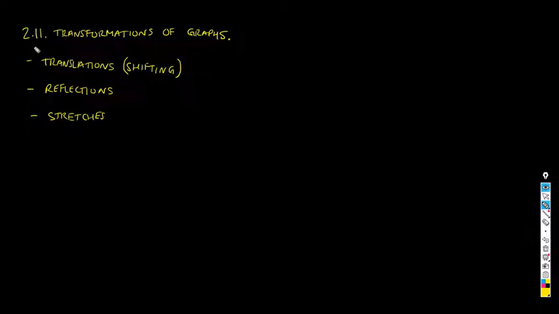2.11, in which we're gonna go over the topic of transformations of graphs. And we're gonna investigate three types of transformations: translations, also known as shifting, reflections, and stretches. There are many more types of transformations, but we're not gonna look at them. So let's start.